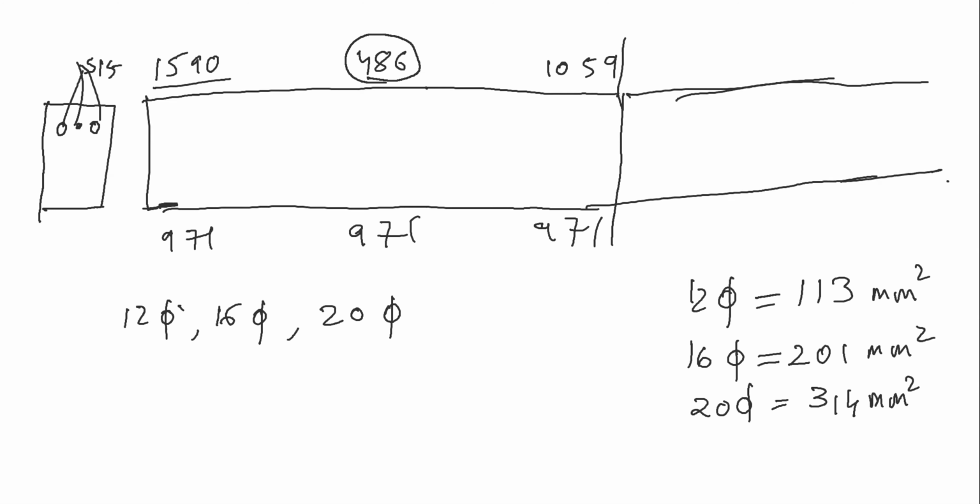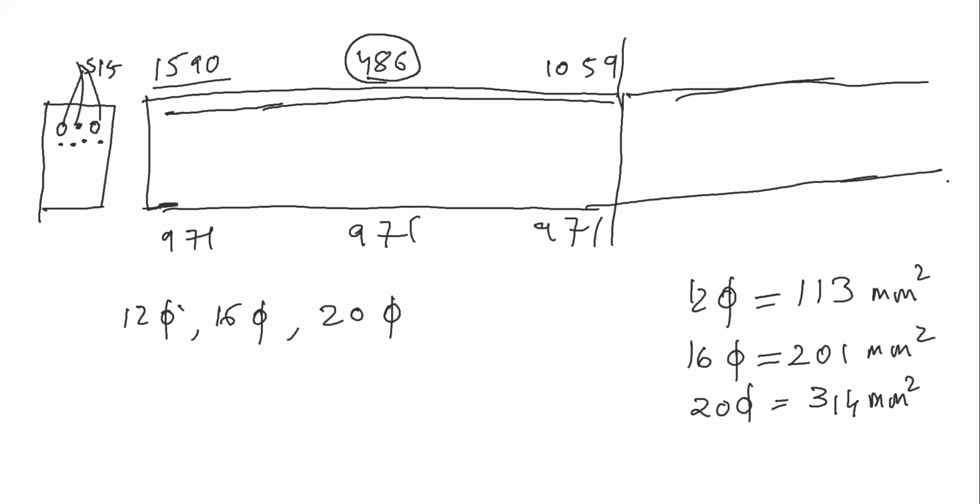So 1100 means you have to provide 4 of 20. You have to provide 4 of 20. 4 threes are 12, that is 1200, right? So that means you have to provide 4 extra rods of 20 dia. 1, 2, 3, 4 extra rods of 20 dia to some extent, like this. This is your main rod. It is going to come like this and continue. Here, 4 extra rods will be there, which can be seen in the cross section.